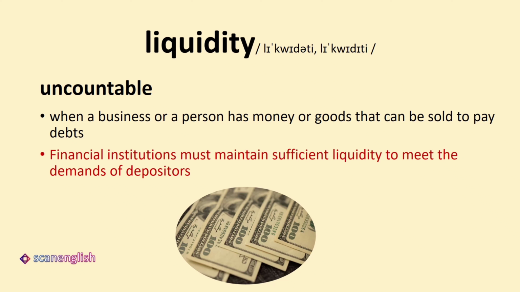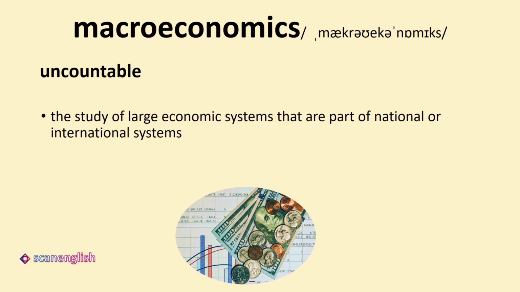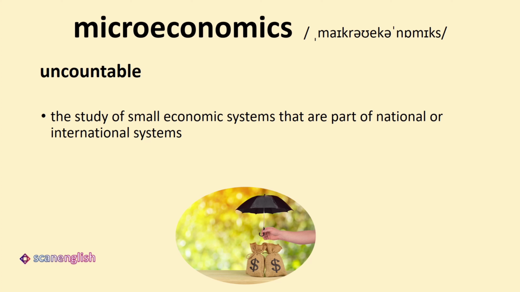Liquidity. It is an uncountable noun. When a business or a person has money or goods that can be sold to pay debts. For example, financial institutions must maintain sufficient liquidity to meet the demands of depositors. Macroeconomics. Uncountable. The study of large economic systems that are part of national or international systems. Microeconomics. It is an uncountable word. The study of small economic systems that are part of national or international systems.